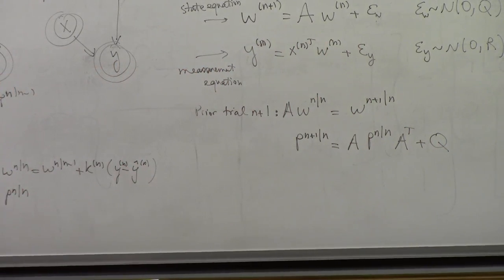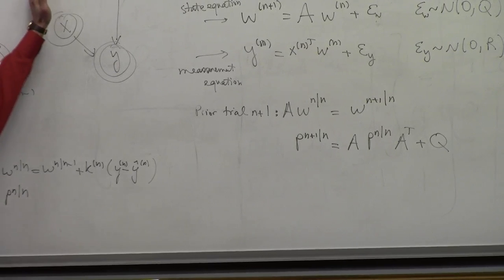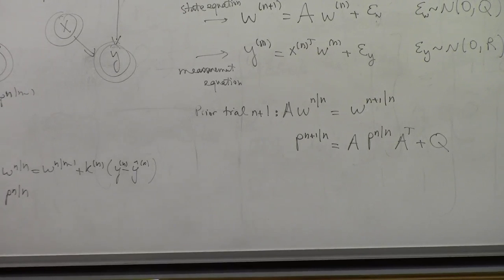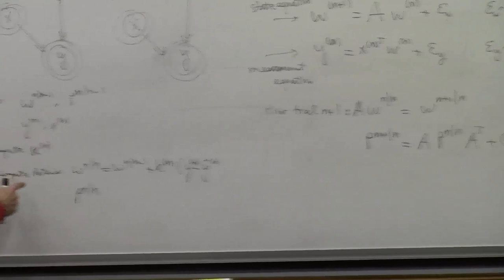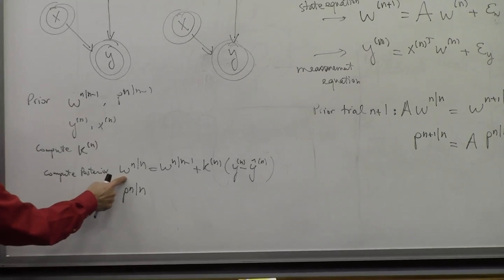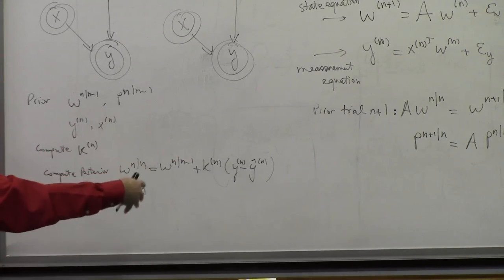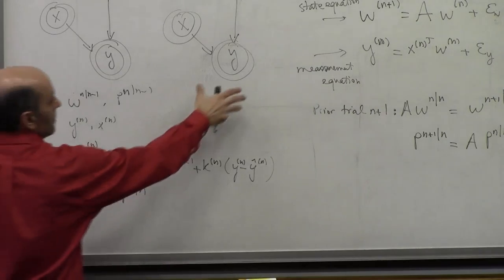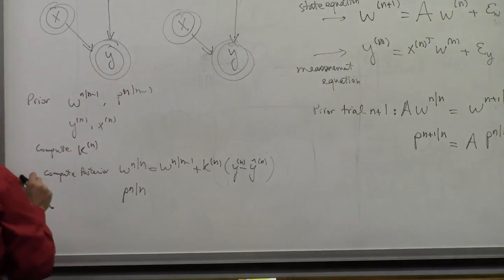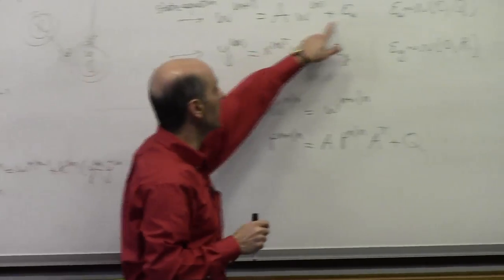So if I only have this amount of information, I compute a prior, I compute a measurement, I update my weight based on what I saw, and I form a posterior. Now what I need to do is propagate my information to the next trial. What's the relationship between the next trial and the current trial? This is the equation that tells me that relationship.